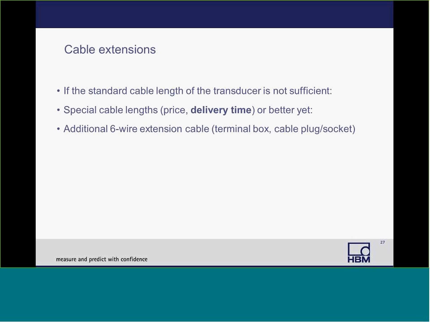Now, sometimes it's necessary to have a cable extension. If you buy a sensor from us, typically you would have a 3-meter cable, but you can also order sensors from us with special cable length. If you don't want to do that, or you already have a sensor, you can also just put in a cable extension, either via connectors or some kind of terminal box. If you're using the HBM 6-wire amplifier, we suggest using the 6-wire extension cable.